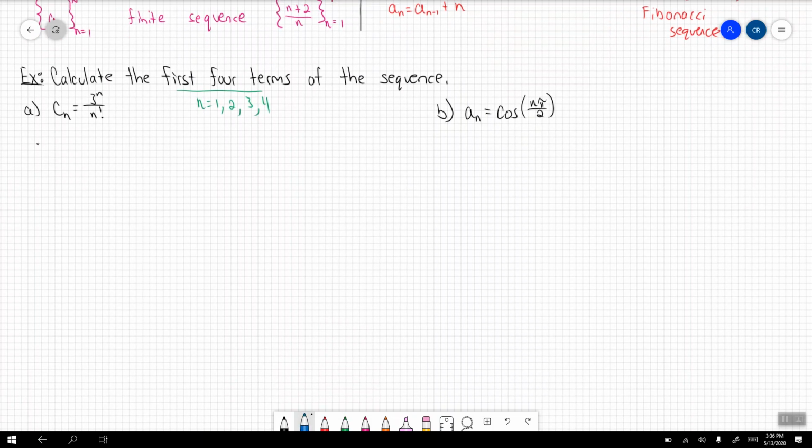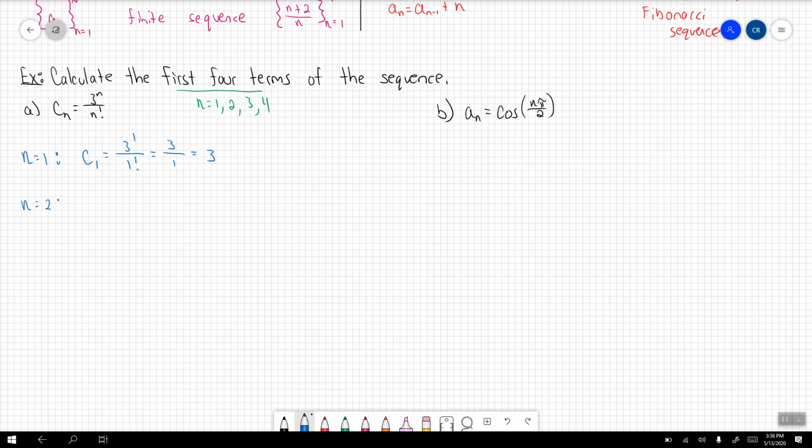If we take n equal to 1, for the very first formula, c sub 1 is going to be 3 to the power of 1 divided by 1 factorial. Now, 3 to the power of 1 is just 3. 1 factorial is just 1, which means this answer is just 3.